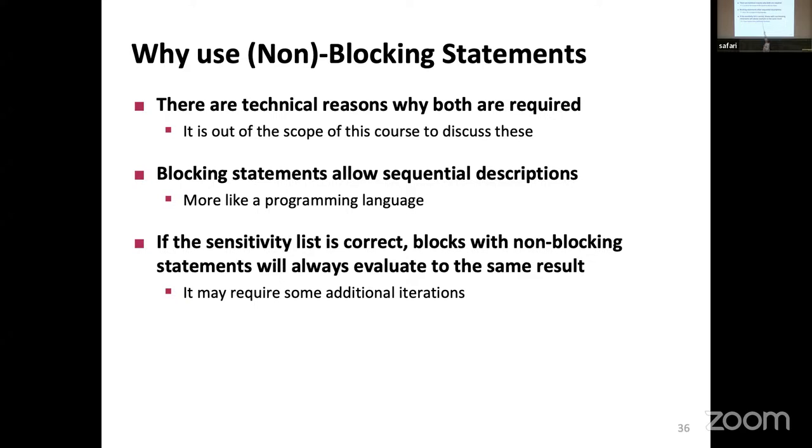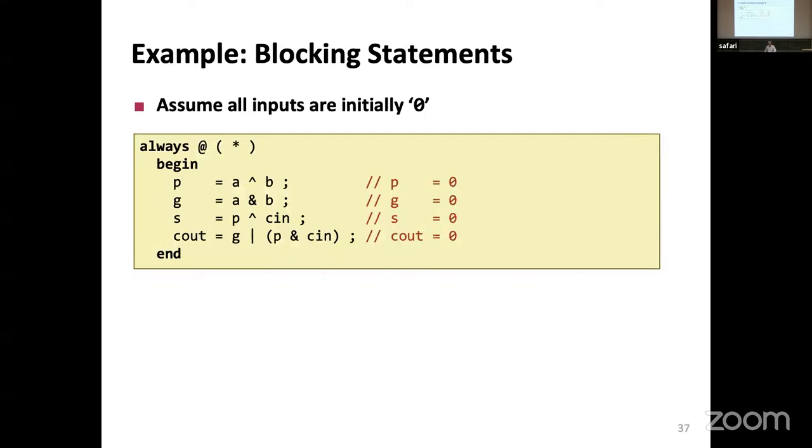Blocking statements, therefore, create this: this is this, then this is this. As long as the sensitivity list is written properly, it will not matter when you are defining hardware. And I'm going to show you an example. Let me go through the example, then we can discuss and answer your questions.